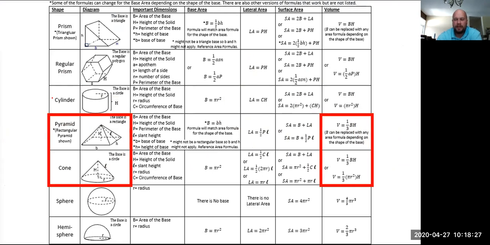Later in the week and next week, we'll be taking a look at some of those other formulas for lateral area and surface area. But when you're doing volume, you have to know how to find the area of a base. So you have to refer back to all the area formulas from that earlier chapter, because anytime you have a big B in that equation, big B represents the base area. So you have to find the area of the base in order to plug it into that volume formula.